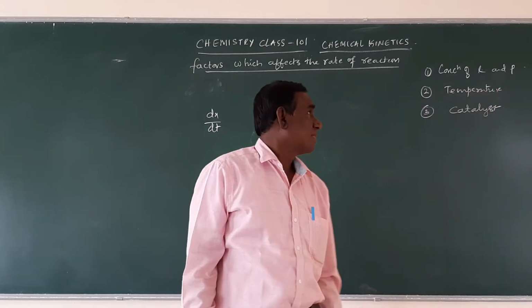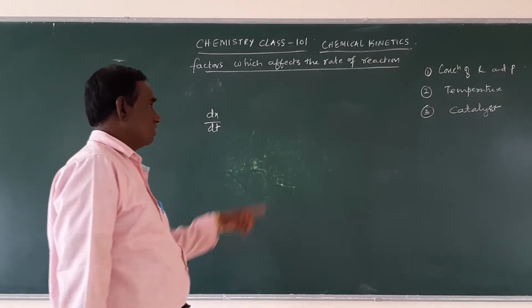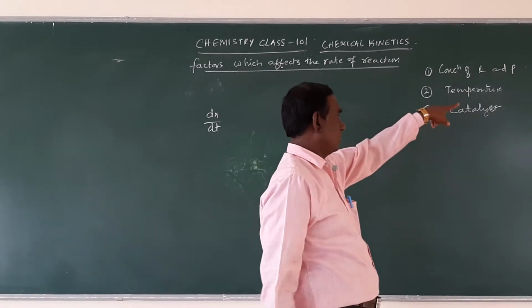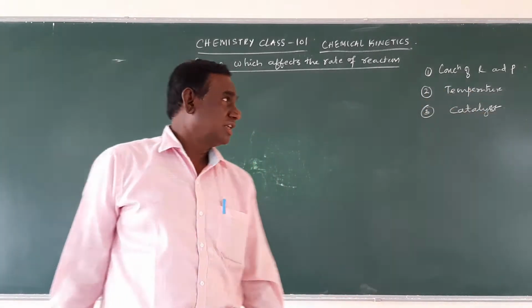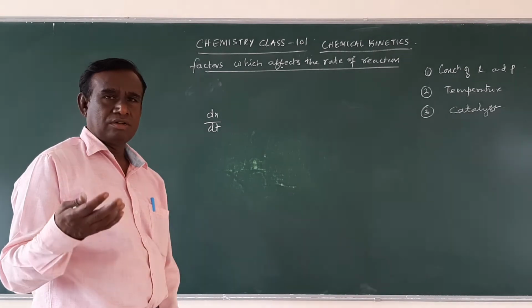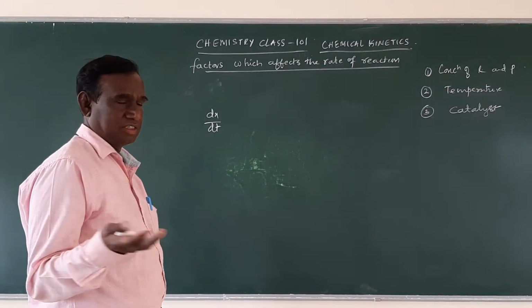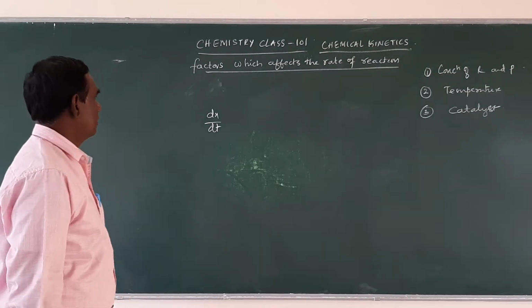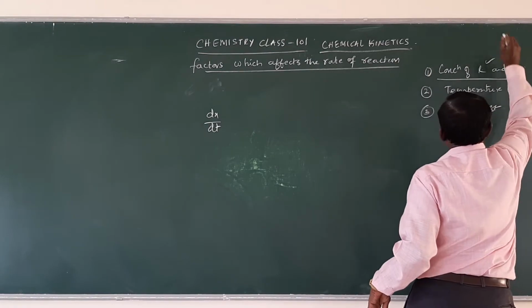So remember, the factors which affect the rate of a chemical reaction are concentration of the reactant or product, temperature as well as catalyst. Here, the nature of the reactants also influences the rate of a chemical reaction. That is also one factor. So here, let me take the concentration of the reactant or product.